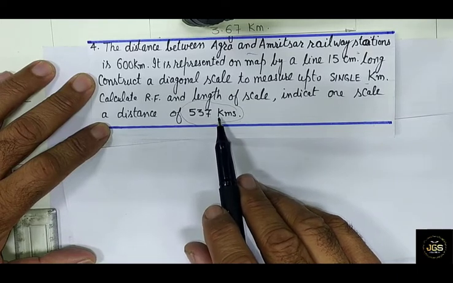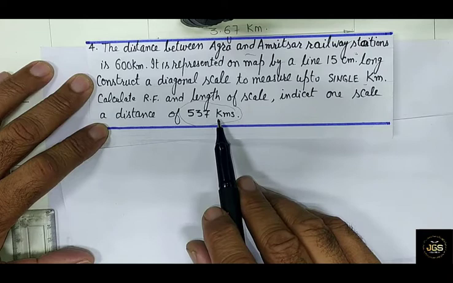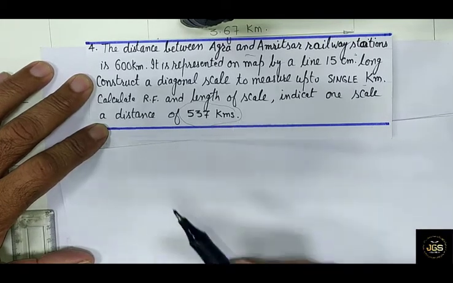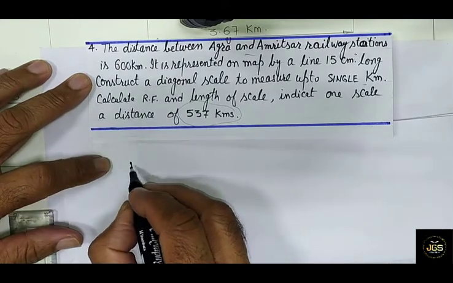537 kilometers. So here you can see how it is a diagonal scale. It represents single kilometers. So first of all, you can calculate its RF. What is RF?